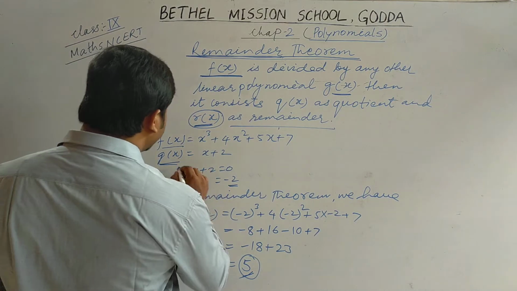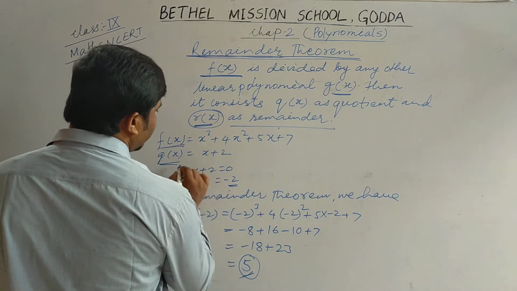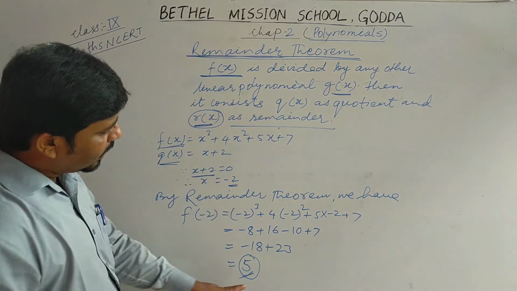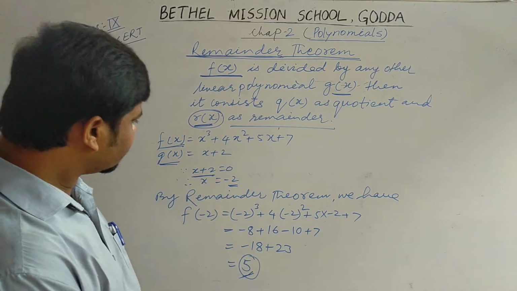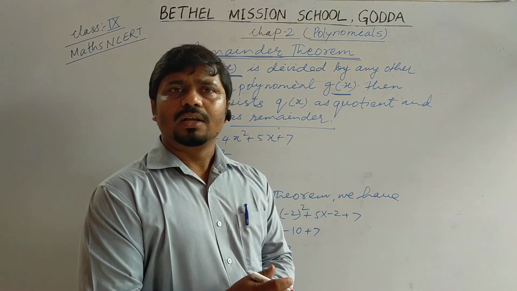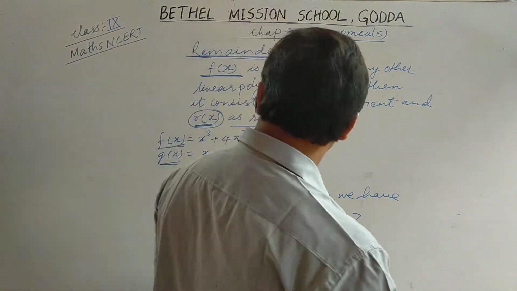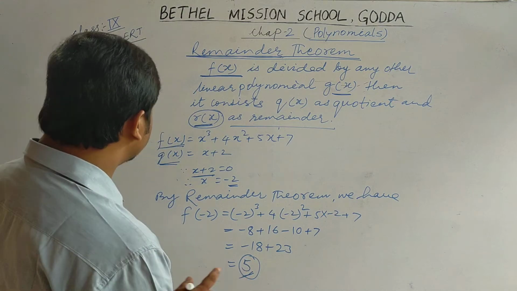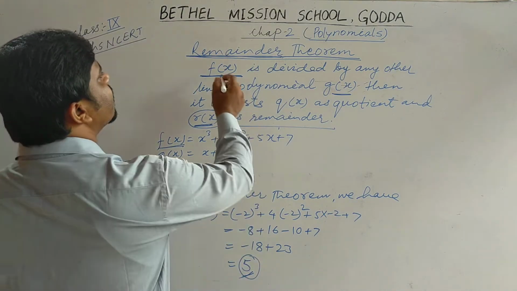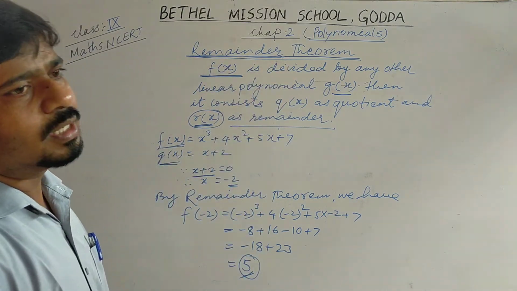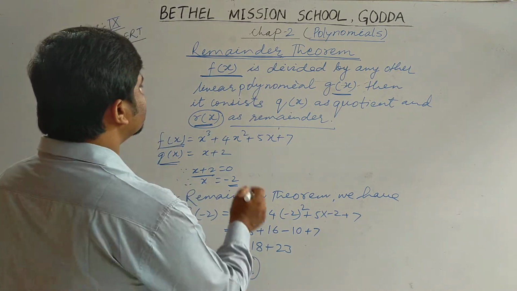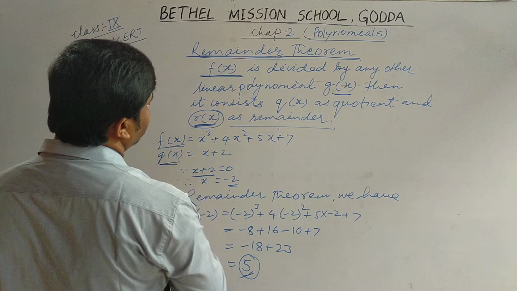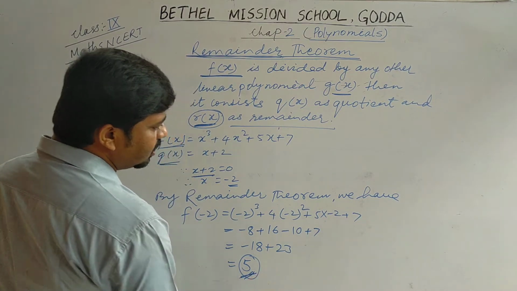So when we divide this f(x) by x + 2, we get the remainder 5. This is called the remainder theorem. In the same way, the factor theorem is also there. What is the difference between the remainder theorem and the factor theorem? The factor theorem is just like the remainder theorem, but in the factor theorem we get the remainder 0.